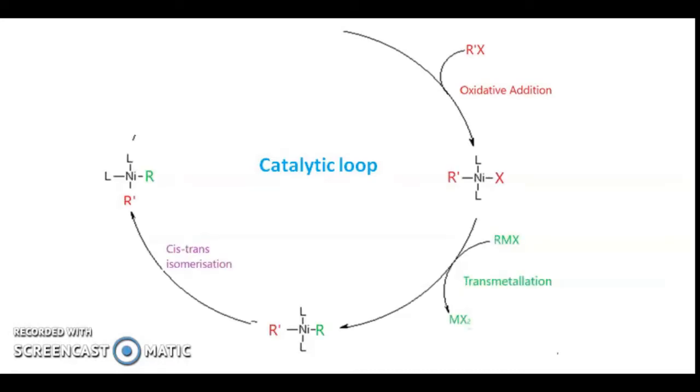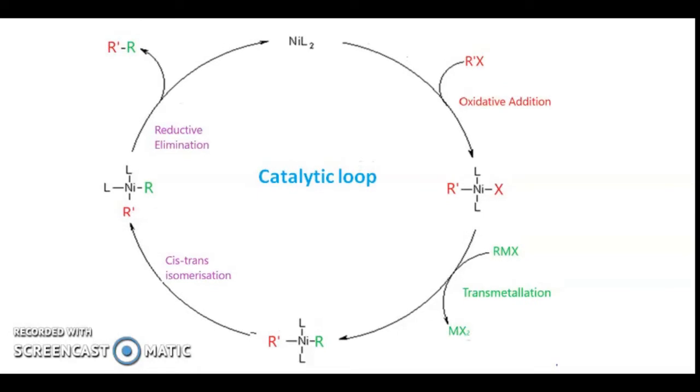Before we go into detail, let us see the general catalytic loop of a coupling reaction. For any coupling reaction, the general catalytic loop has 4 steps: oxidative addition, transmetallation, cis-trans isomerization, and reductive elimination. In oxidative addition, the organic halide is added onto the nickel or palladium catalyst. Or you can say the nickel or the palladium catalyst is getting inserted between the organic moiety and the halogen group in the organic halide.